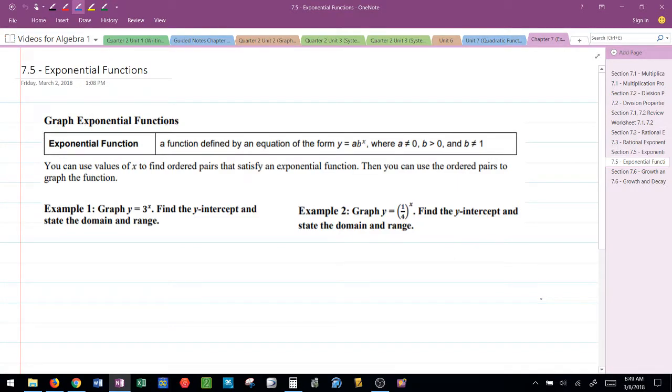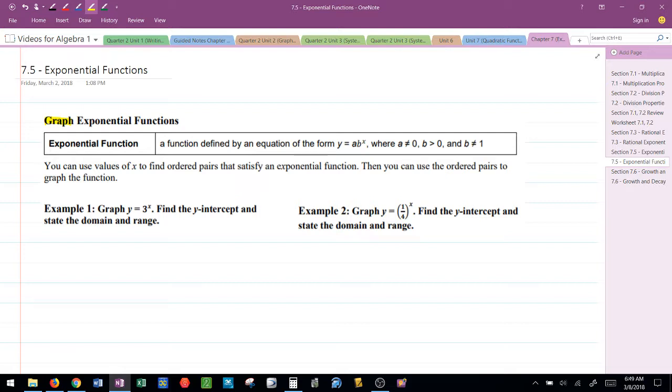All right, this video is for lesson 7.5, which is about exponential functions. There's two things that we're going to focus on here. One is to be able to graph an exponential function, and the second thing that we're going to focus on a little bit is how to look at a table of values and determine whether a function is exponential or not.